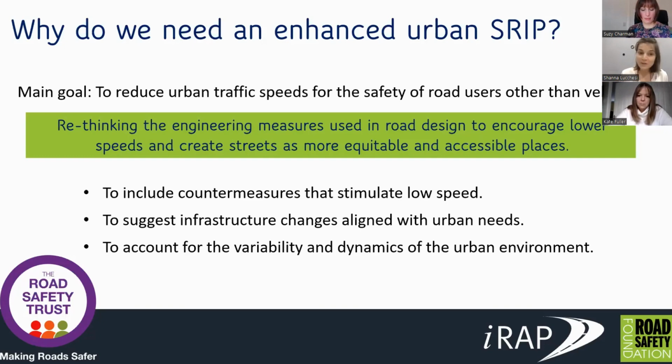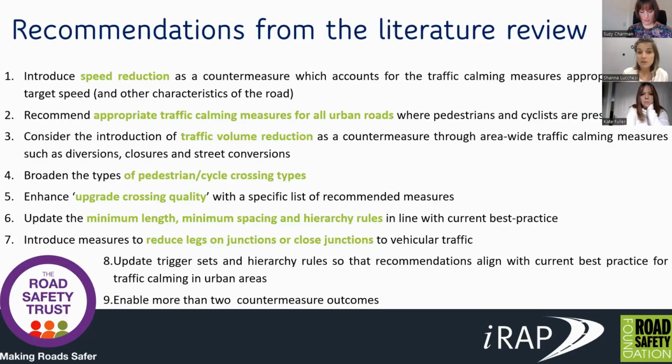Therefore, local authorities can benefit from the enhanced urban STRIP to include countermeasures in their investment plans that stimulate low speed, and also because the suggested infrastructure changes aim to be more aligned with the urban needs, accounting for the variability and the dynamics of the urban environment. Different research has been conducted and is currently available on VRU safety and urban countermeasures. We explore the current knowledge in the literature review part of this project, so please get in contact with us if you want to have access to it.